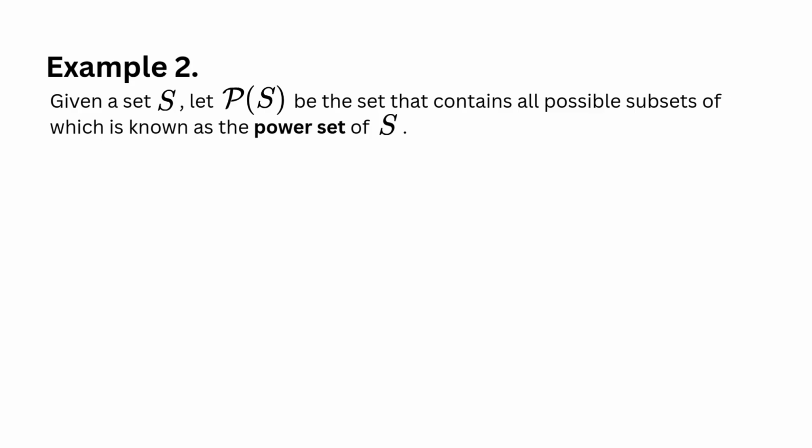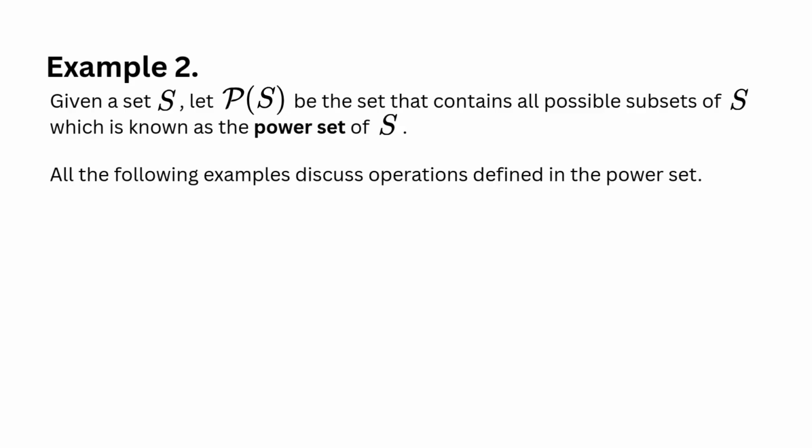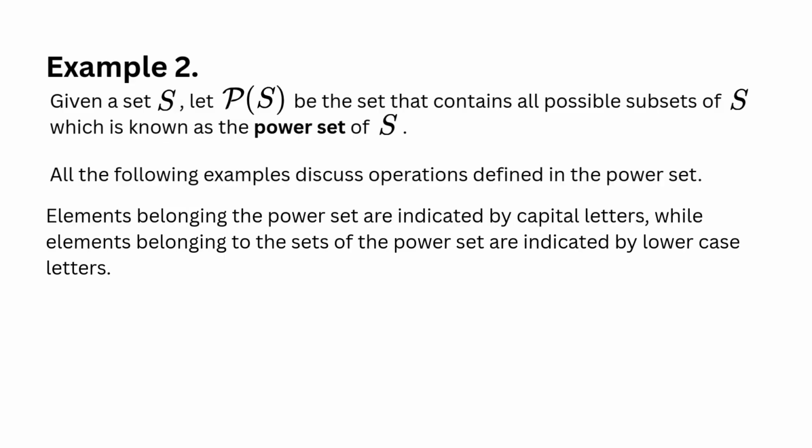Example 2. Given a set S, let P of S be the set that contains all possible subsets of S, which is known as the power set of S. The four examples that follow discuss operations defined in the power set. Elements belonging to the power set are indicated by capital letters, while elements belonging to the sets of the power set are indicated by lowercase letters.